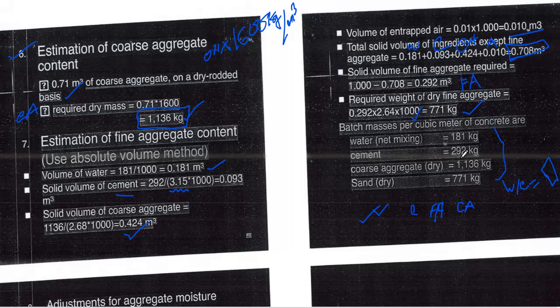Like 292 divided by 292, you'll get the cement one. Fine aggregate, 771 divided by 292. How much is it? Calculate this. 2 point something. So you're not prepared.